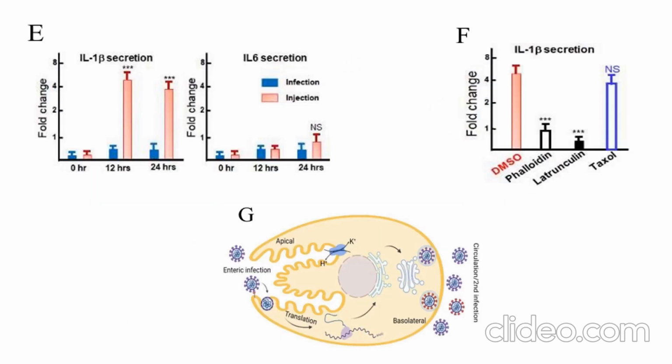Graph E indicates the secretion of interleukin-1 beta was highly expressed with microinjection. Graph F indicates that when we block the actin, the interleukin-1 beta decreases. Figure G indicates the enteric infection of COVID-19 is through the apical membrane and translocated into the basal membrane to infect other circulating and neighboring cells.